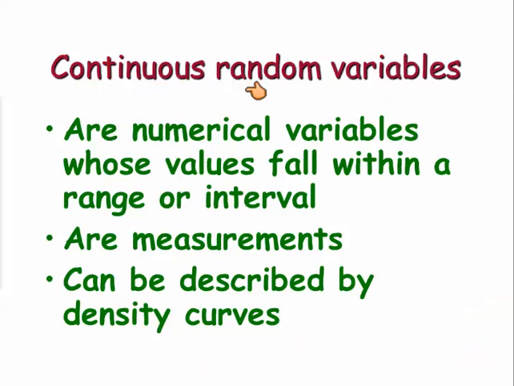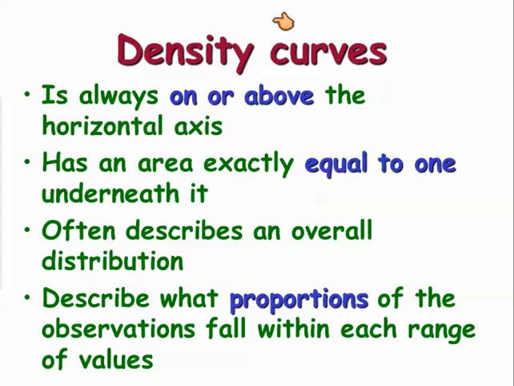Okay? So, continuous random variables are numerical variables whose values fall within a range or an interval of ranges. All measurements can be described by density curves. So what we can do is you can be looking at a density curve here. A density curve is always on or above the horizontal axis. It has an area exactly equal to 1 underneath it. It often describes an overall distribution and describes what proportions of the observations fall within each of these ranges of values. Where have we seen this before?